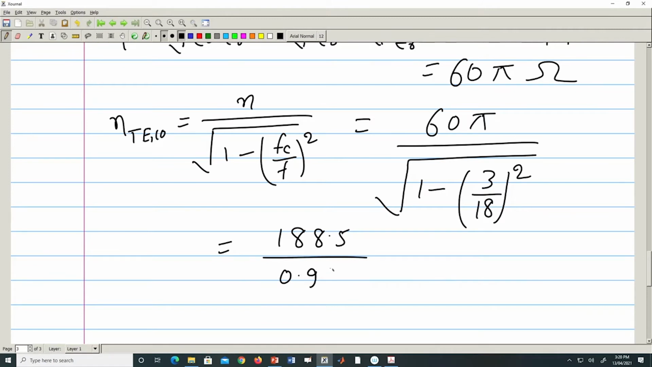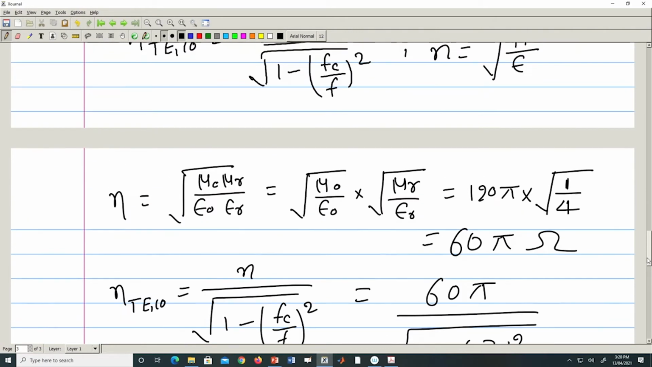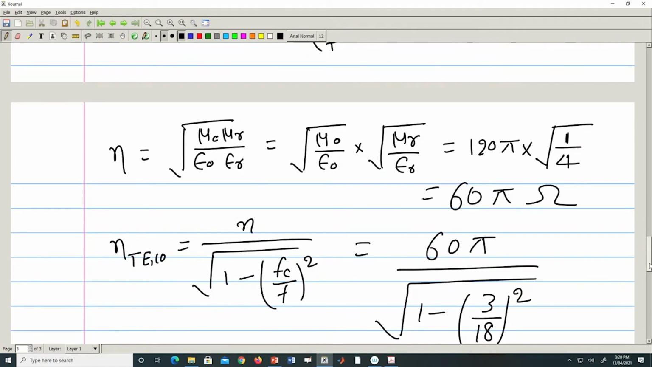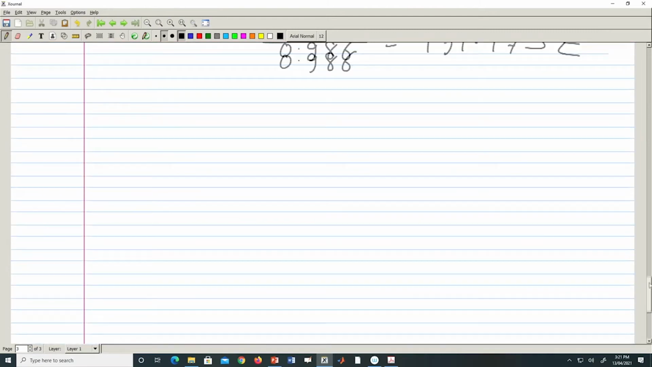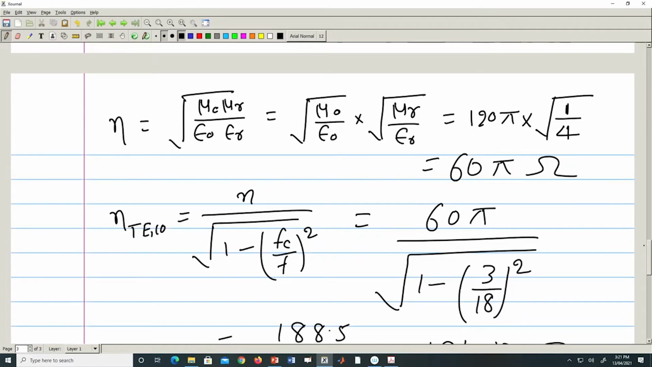We can see that eta is already reduced: 60 pi, that means 188.5. But for the TE10 mode it is more than eta, that is 191.17.